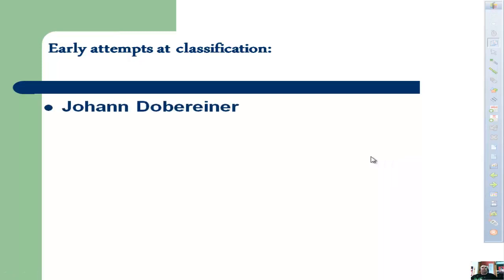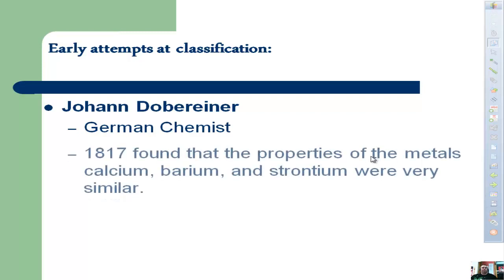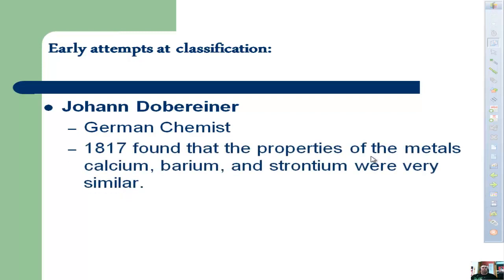One of the early classifications of the periodic table came from Johann Döbereiner, and he was a German chemist. The thing about his is it really wasn't a periodic table, but more than anything it was taking the elements that they knew of at the time and finding some characteristics that were in common with them. In 1817, he found that the properties of the metals calcium, barium, and strontium were very similar to one another.